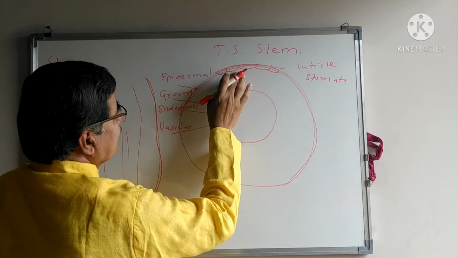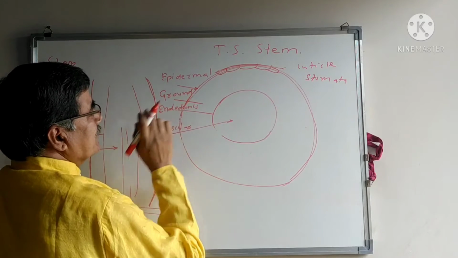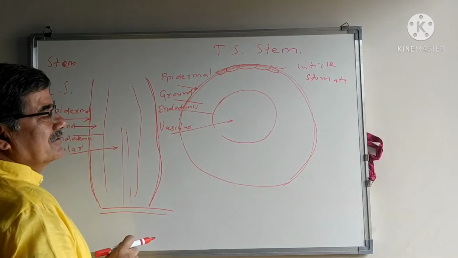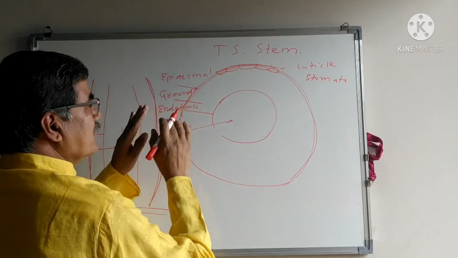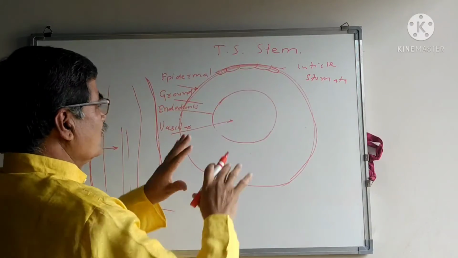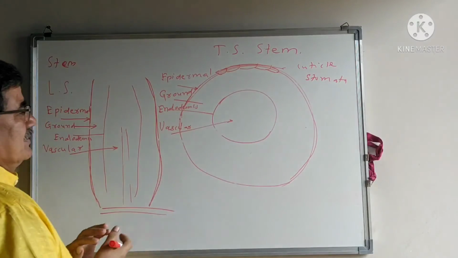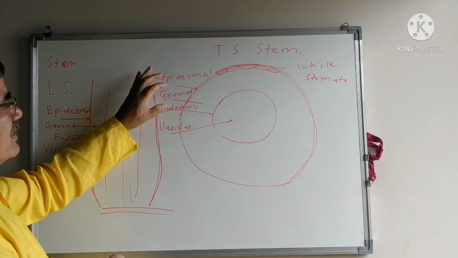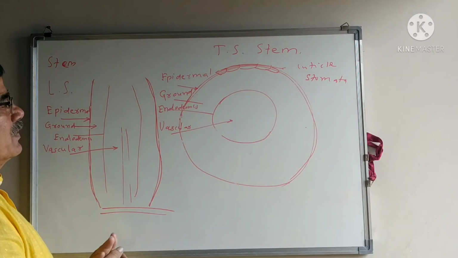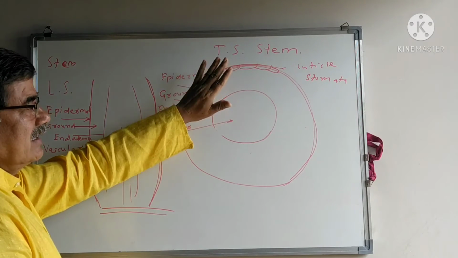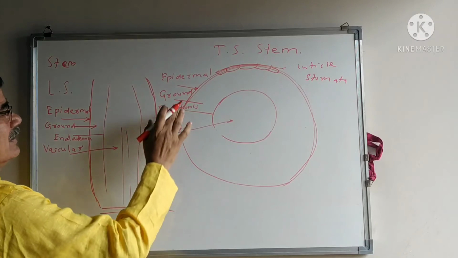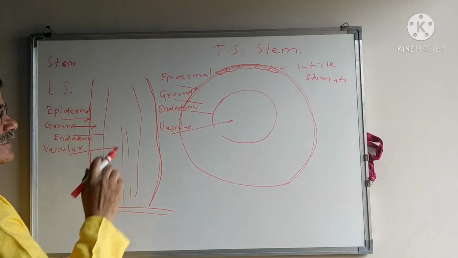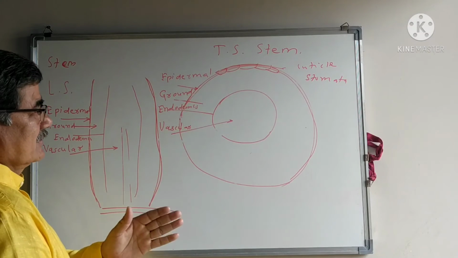Below this epidermis follows the ground tissue. This ground tissue is known as the fundamental tissue. This fundamental tissue forms the ground, meaning it is present all around the stem. It gives mechanical strength and support to the plant body to maintain its shape and size. Therefore, ground tissue, fundamental tissue, is also known as the mechanical tissue.